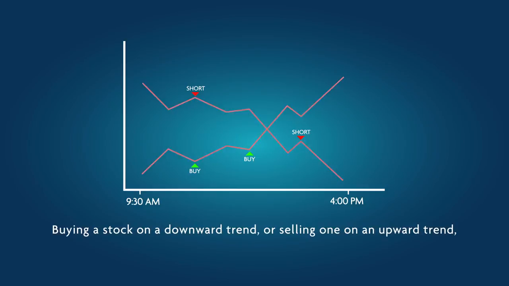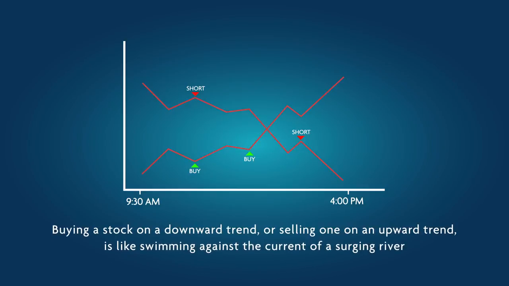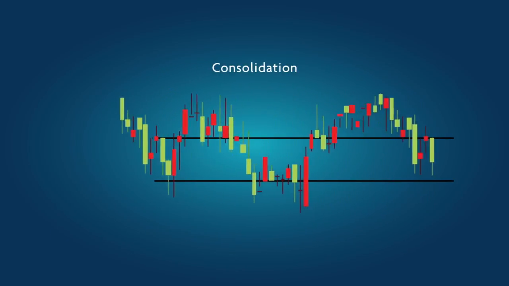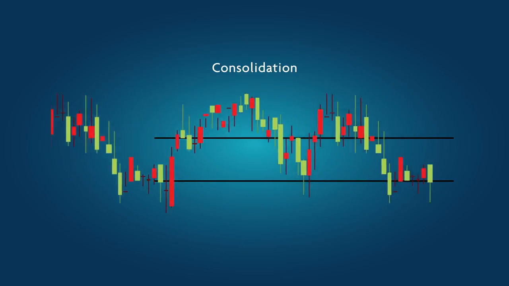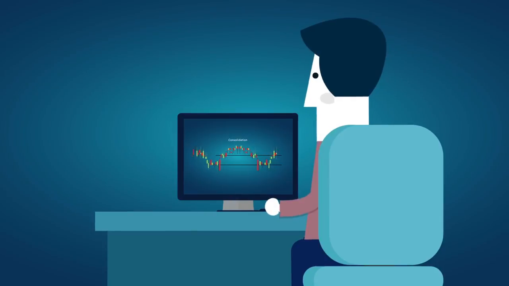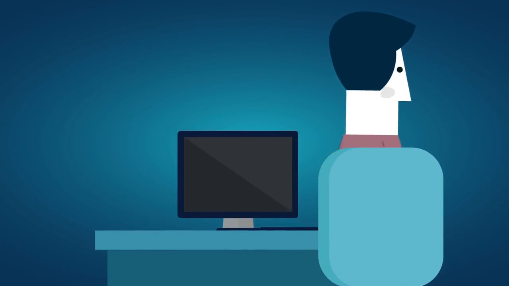Buying a stock on a downward trend or selling one on an upward trend is like swimming against the current of a surging river. There's little chance that you will reach your target, and even if you do, you'll be exhausted. It is equally challenging to profit when the market holds steady, moving neither up nor down. Even professional day traders do not trade when the market moves sideways, but wait for a clear up or down trend.